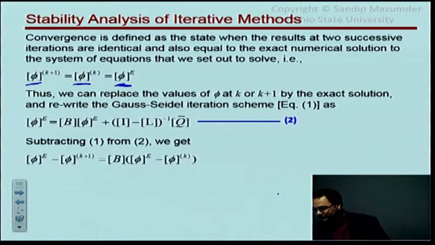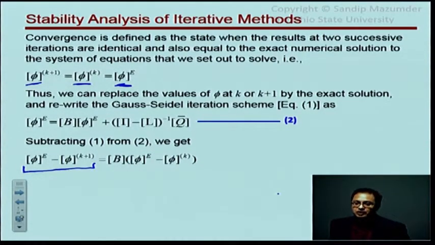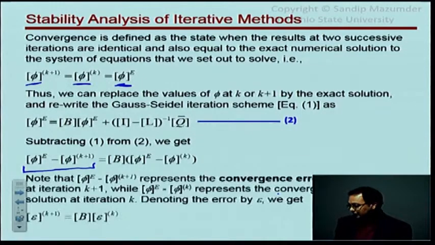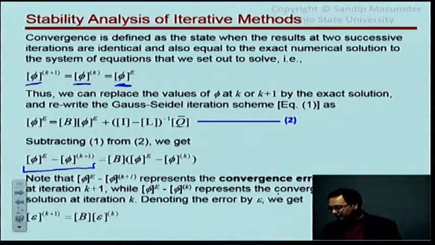If you recall, we talked about this in the previous class. This is known as the convergence error. It is the error between the exact numerical solution and the solution at any given iteration, due to partial convergence. So that's what we refer to as the convergence error. And so if we denote that by epsilon, then epsilon at k plus 1, the convergence error at the k plus 1th iteration, is this B matrix times the convergence error at the kth iteration.